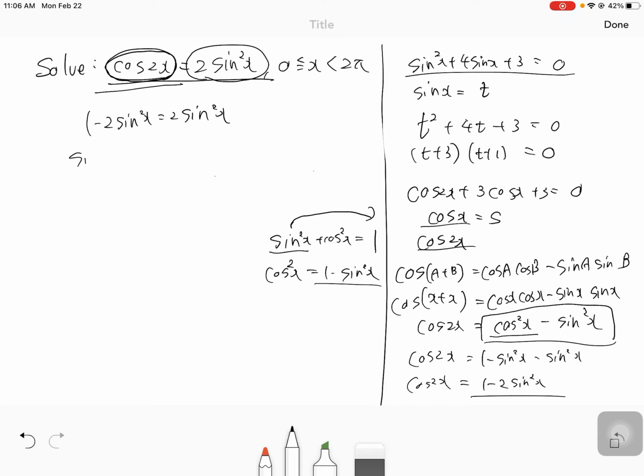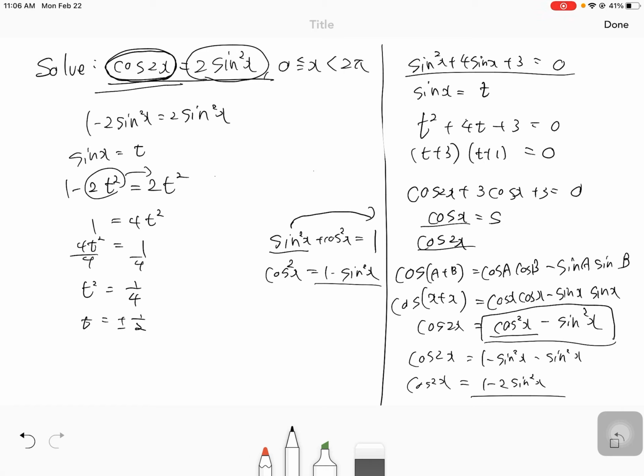Then let me substitute sine x into t. The equation is going to be 1 negative 2t squared is equivalent to 2t squared. It's just a quadratic equation. So let me move this one to the right side. 1 is equivalent to 4t squared. Then let me just flip it. 4t squared is equivalent to 1. Then divide by 4 for both sides. t squared is equivalent to 1 over 4. Then t is plus minus 1 over 2.